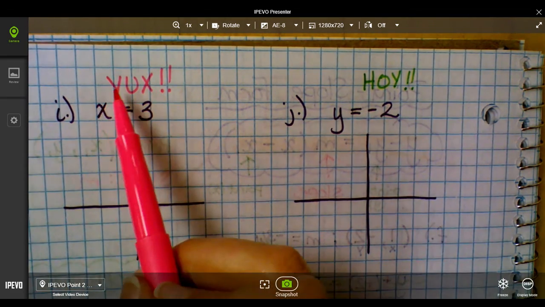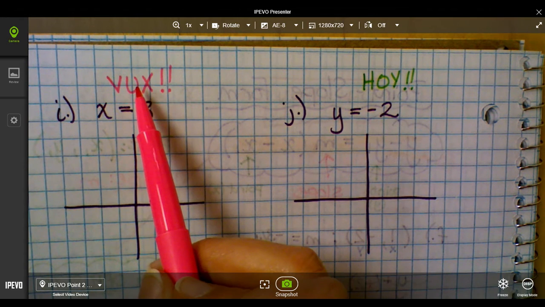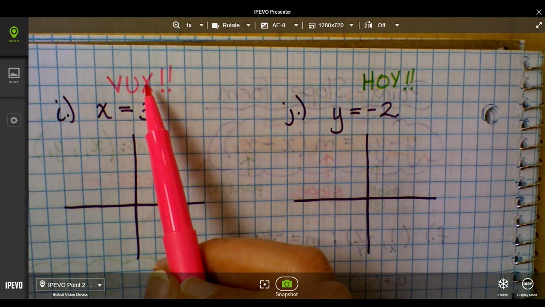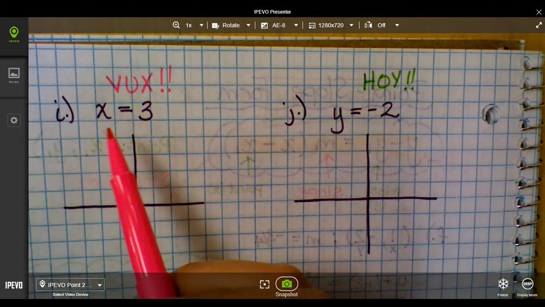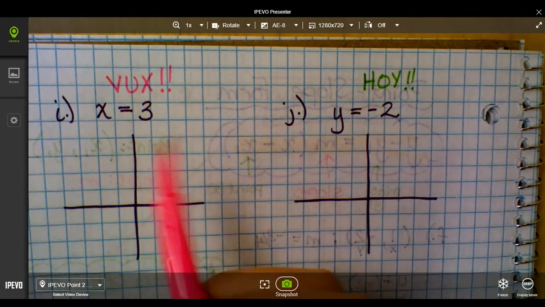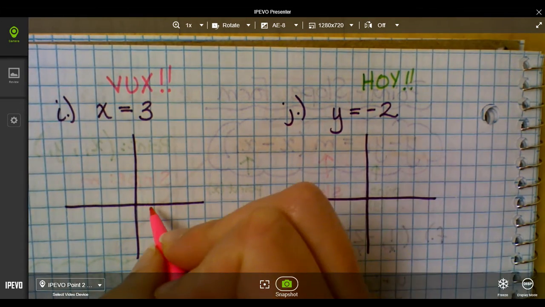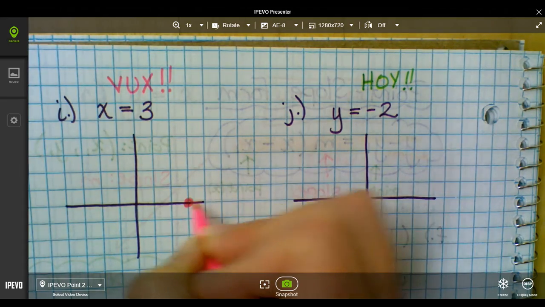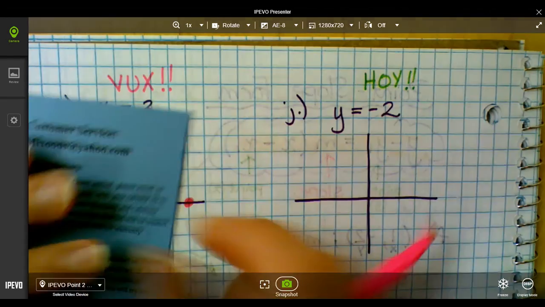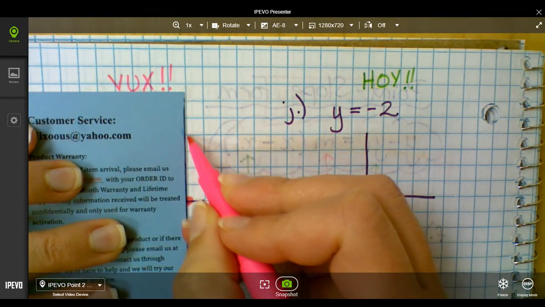So for this one, this means I have a vertical line with undefined slope, and it's going to be an x equals equation, or it's going to be going through my x-axis. You can look at it 2 different ways. So for this one, all I have to do is go to x equals 3 on my x-axis and draw a vertical line through it.